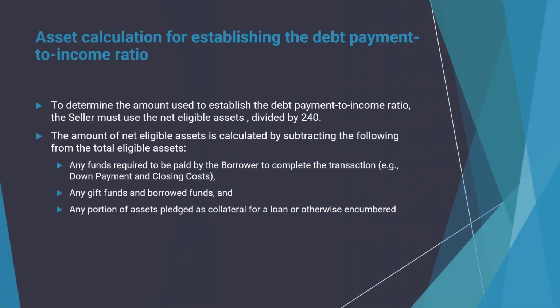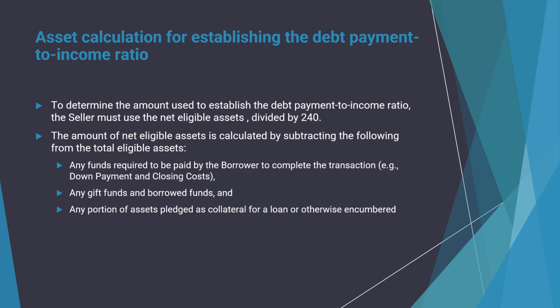Now let's dig into how to calculate the asset for income. To determine the amount used to establish the debt payment to income ratio, the seller must use the net eligible asset and divide it by 240. The amount of the net eligible asset is calculated by subtracting the following from the total eligible assets: any funds required to be paid by the borrower to complete the transaction.